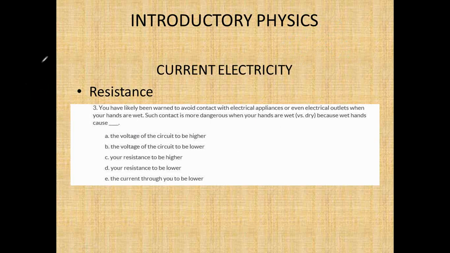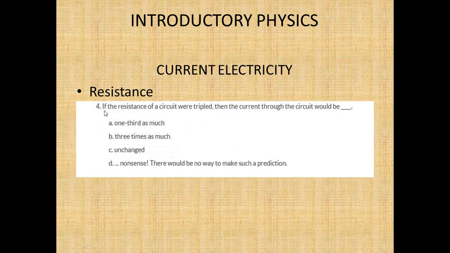All right, let's look at the other one. If the resistance of a circuit were tripled, then the current through the circuit would be... So, just write them out again. Don't rush it. This is your Ohm's law equation: V is equal to I, current, times R, resistance.